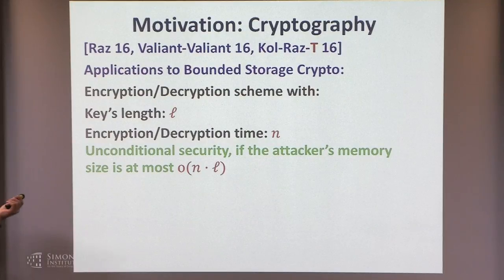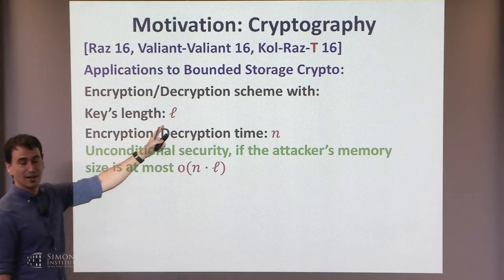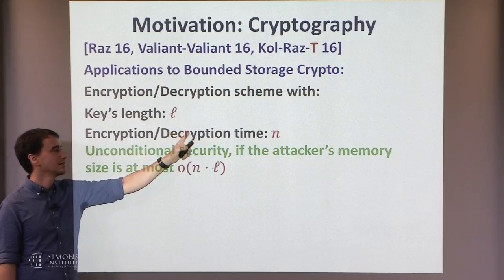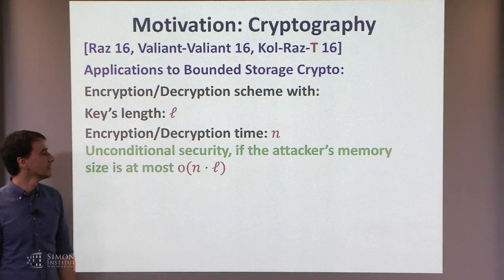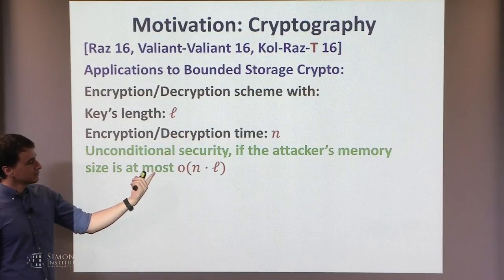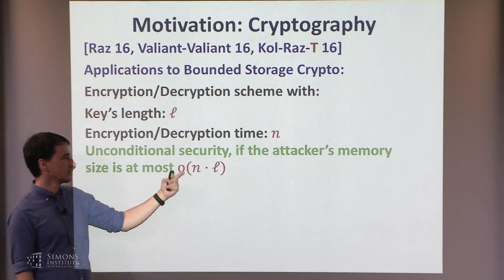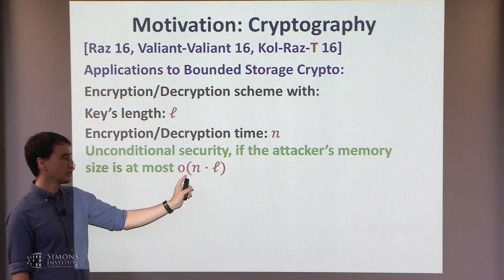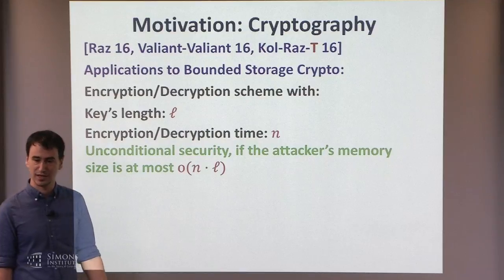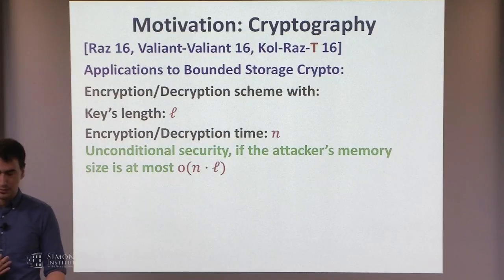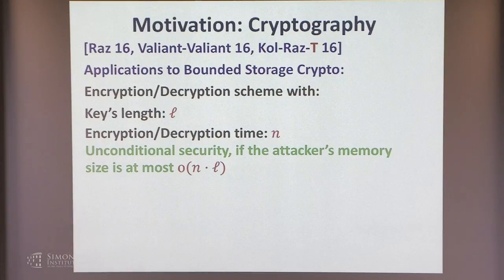So what do we get from the sparse case? We get something a little bit weird. We can decrease the key length, actually, to L. The time is still N, and the scheme is unconditionally secure against attackers with memory less than N times L, as long as the number of samples is less than, let's say, L to the L.